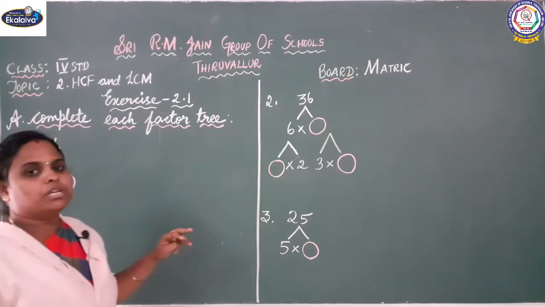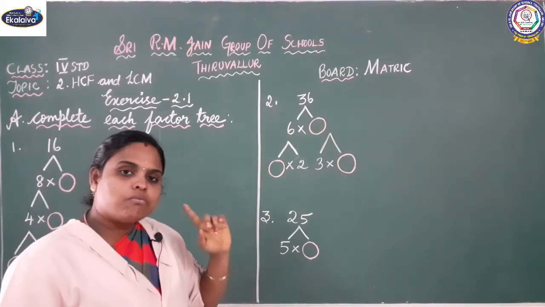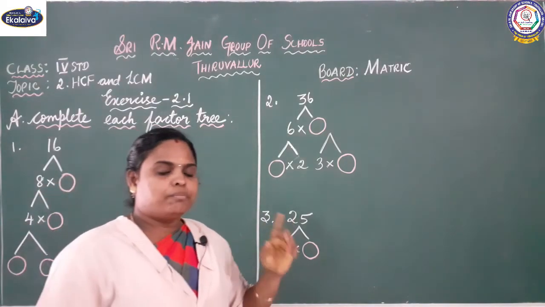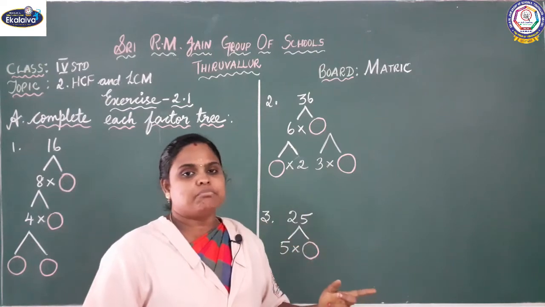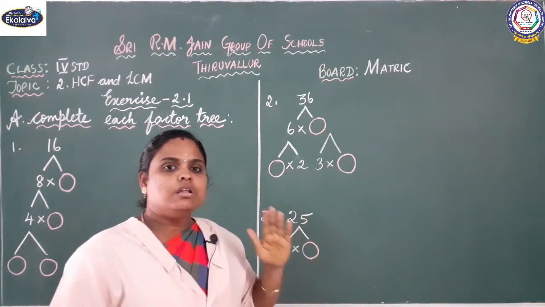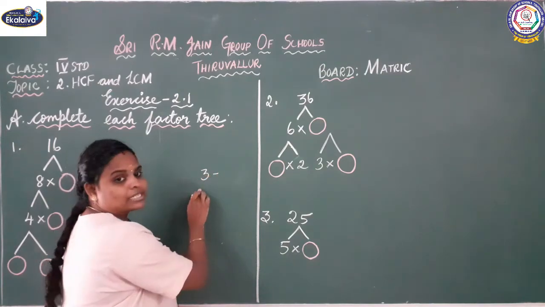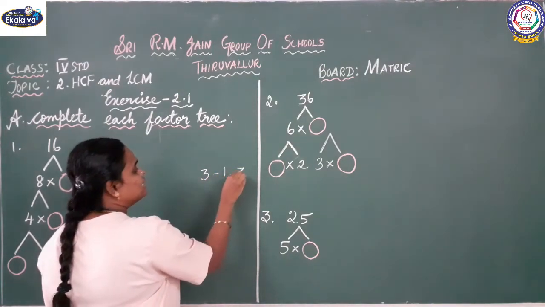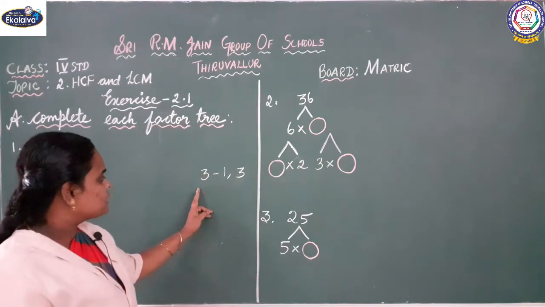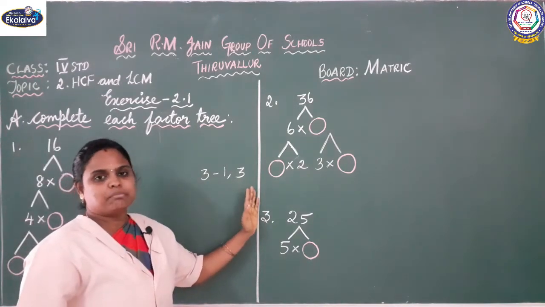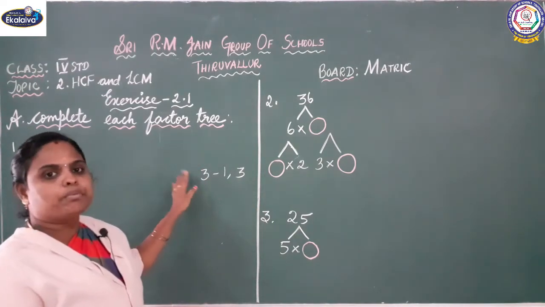So what is a prime number? A prime number is a number whose factors are 1 and the same number. Those numbers are called prime numbers. For example, if you take 3, the factors of 3 are 1 and the same number. So 3 is called a prime number.